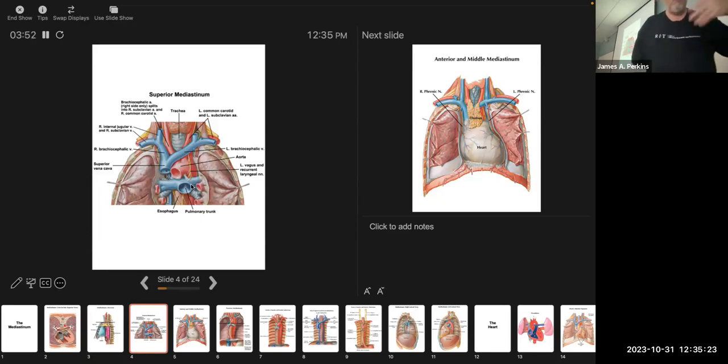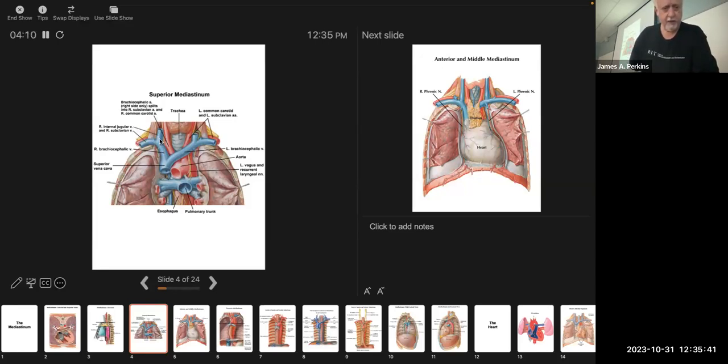All of these structures would lie superior to the heart, so this would all be part of the superior mediastinum. So, for example, we have some of the large veins that are flowing into the heart. We've got a left and a right brachiocephalic vein.